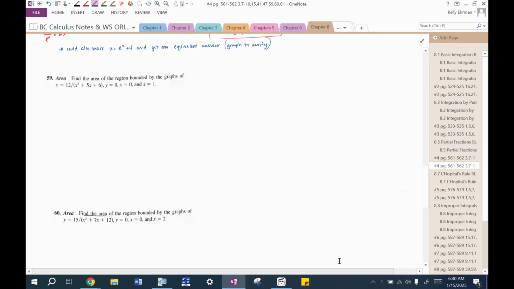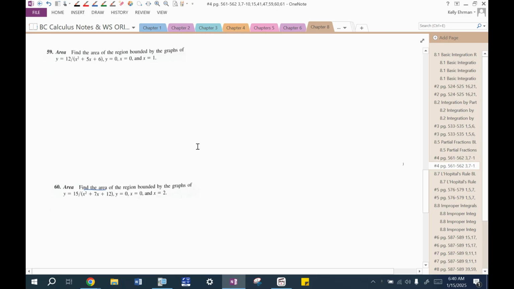All right, for these last, I think 3 problems, we are finding area. So this first one says find the area of the region bounded by the graphs of y equals 12 over x squared plus 5x plus 6, y equals 0, x equals 0, x equals 1. So anytime I'm doing area, I think it's a good idea to graph.